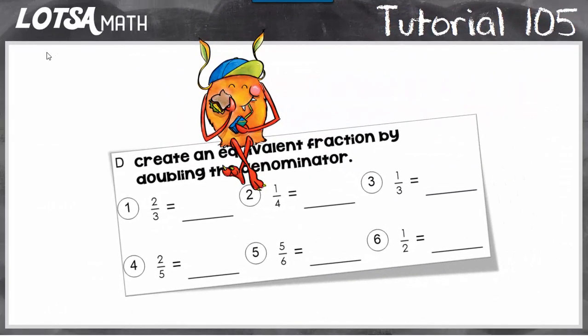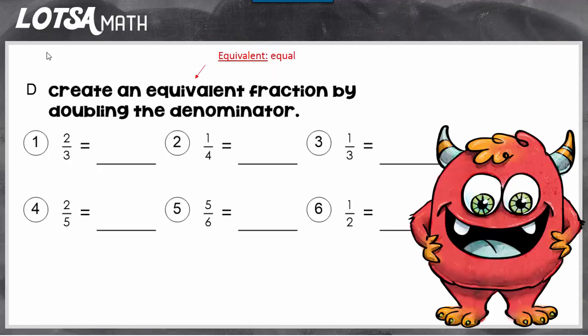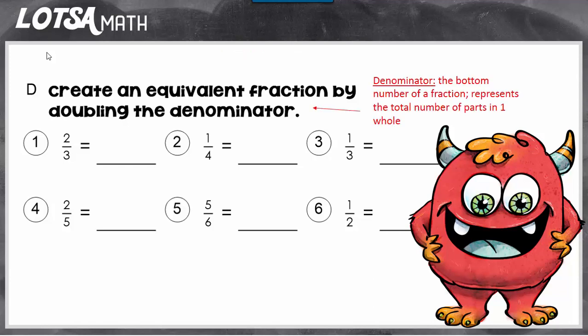For these questions, you're going to create an equivalent fraction by doubling the denominator. Remember, equivalent means equal, so we're going to make an equal fraction, and the denominator is the bottom number of a fraction. It represents the total number of parts in one of the wholes. All right, so let's look how we're going to do this.